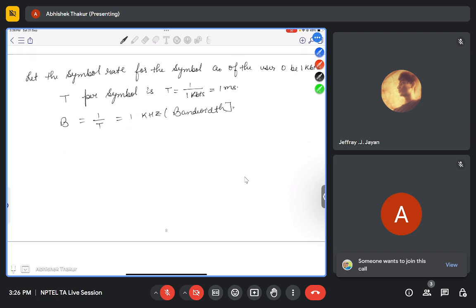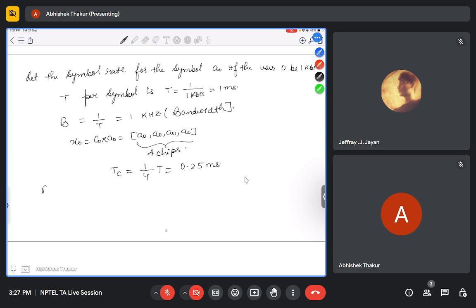Now x naught is equal to c naught into a naught. This we have already found. Thus for each symbol a naught, one has to transmit 4 chips. So to keep the symbol rate constant at 1 kilobit per second, the time of each chip has to be set equal to 1 by 4 of T. So time of each chip is 1 by 4 of T, so that is equal to 0.25 millisecond.